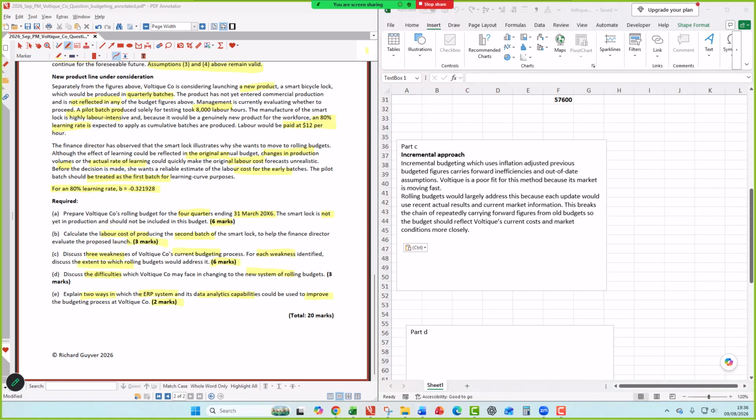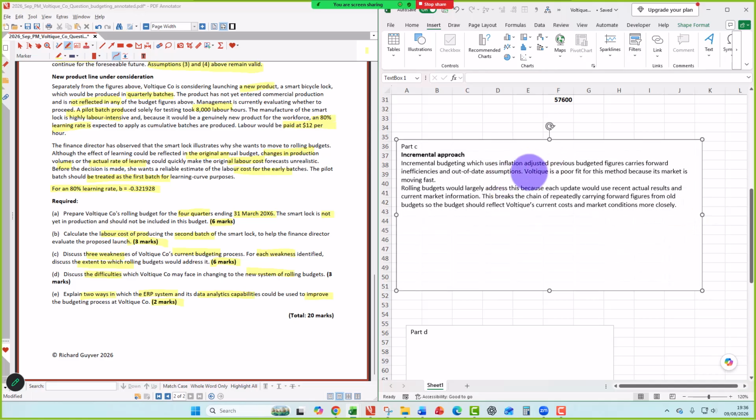A stable company, that's actually quite an appropriate way to do it. So what we need to do is make sure we link it back to this company. And that's where the next part of my answer there comes into play. I said it carries forward inefficiencies and out-of-date assumptions. And it's a poor fit for this company because of the rapid market. The market is changing fast. Therefore, a budgeting process that doesn't change fast isn't a good fit.